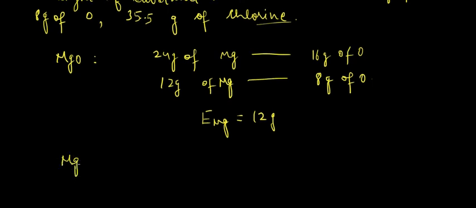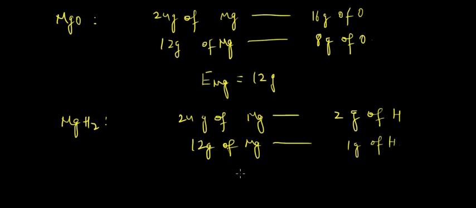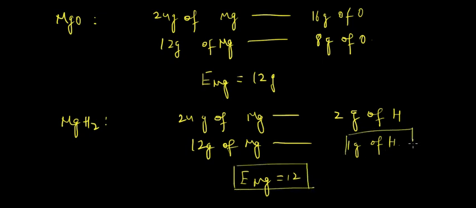Next, let's talk about MgH2, magnesium hydride. Again 24 grams of magnesium in magnesium hydride combined with 2 grams of hydrogen, and this implies that 12 grams of magnesium combined with 1 gram of hydrogen. Hence the equivalent weight of Mg would be 12, because we compare any other compound with 1 gram of hydrogen which is getting combined with it.